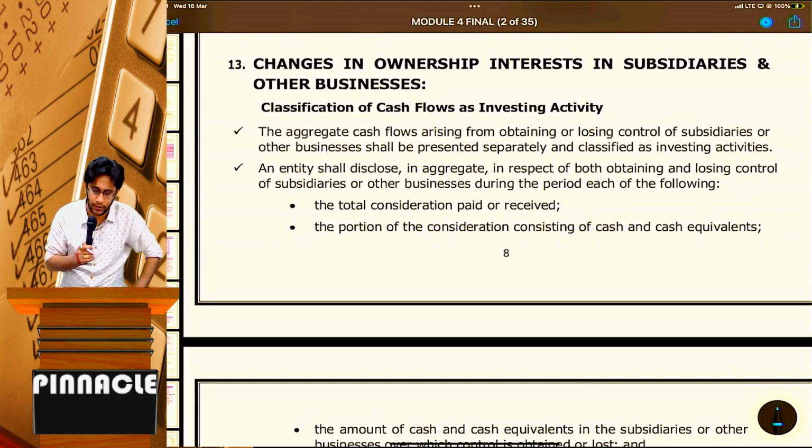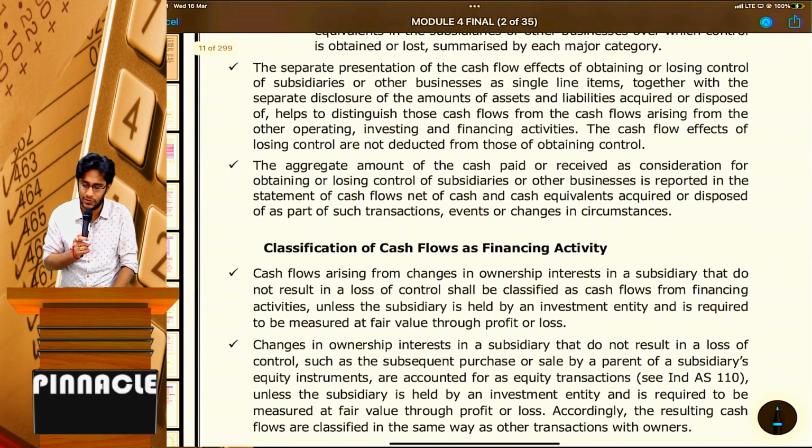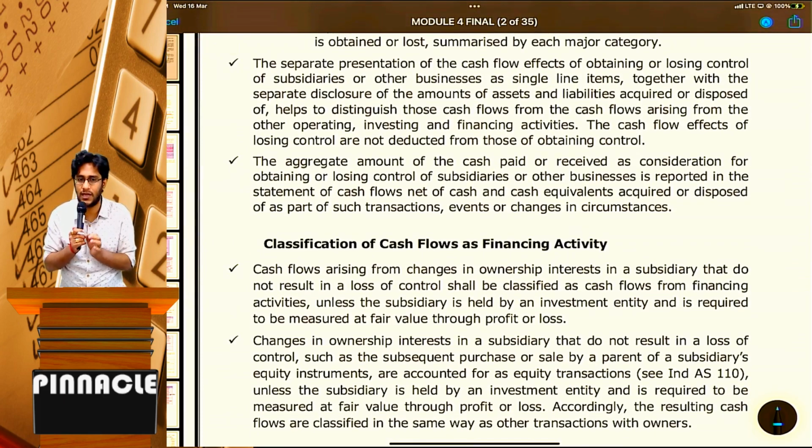Look at this 13th point. First, the heading you see is classification of cash flows as investing activity. On the next page, the heading you see is classification of cash flows as financing activity. It is investing activity when control is obtained or control is lost. Without a change in control, if you simply change your stake in the subsidiary, it is financing activity. Read that.